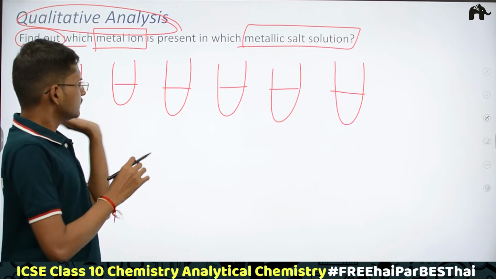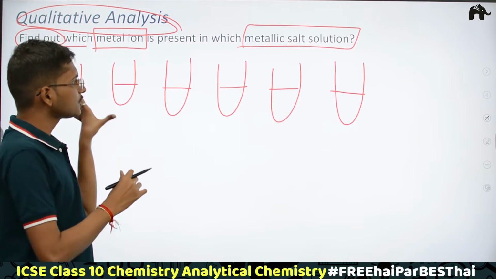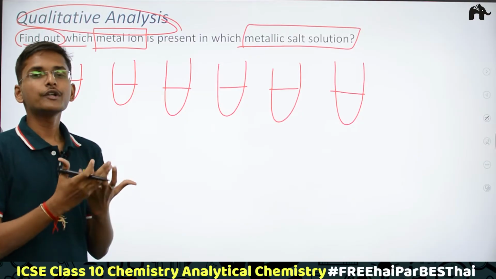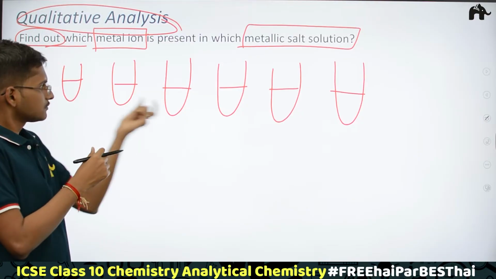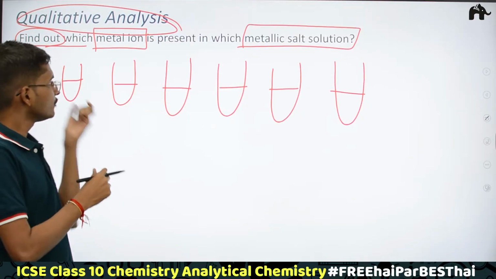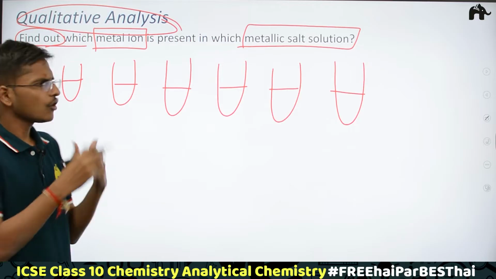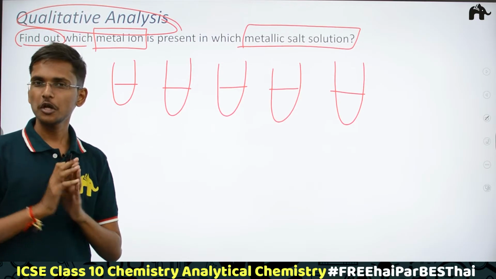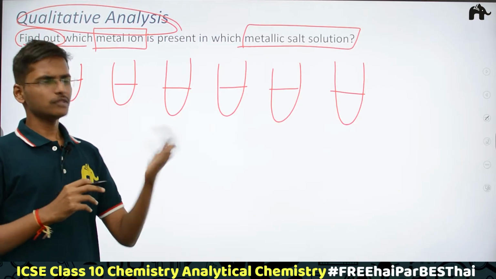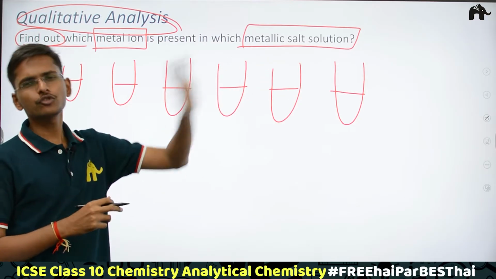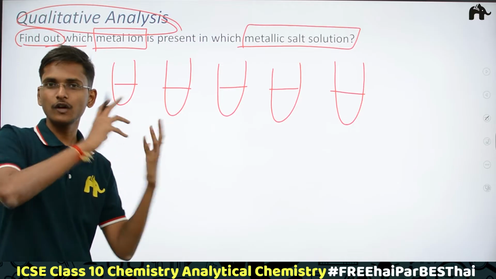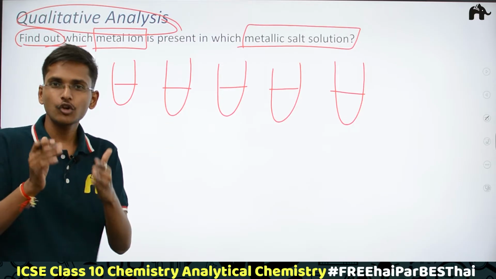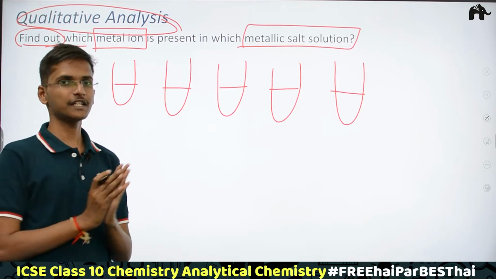In these test tubes, which contain the metallic salt solutions, we are going to find out in which test tube, or in which metallic salt solution, which metal ion is present. So it's interesting, right? Now let's get back to this metallic salt solution part, because we need to understand the context thoroughly in order to make the concept very clear in our mind.